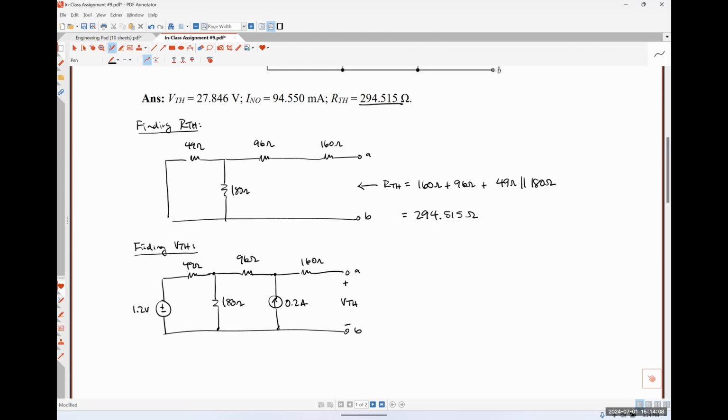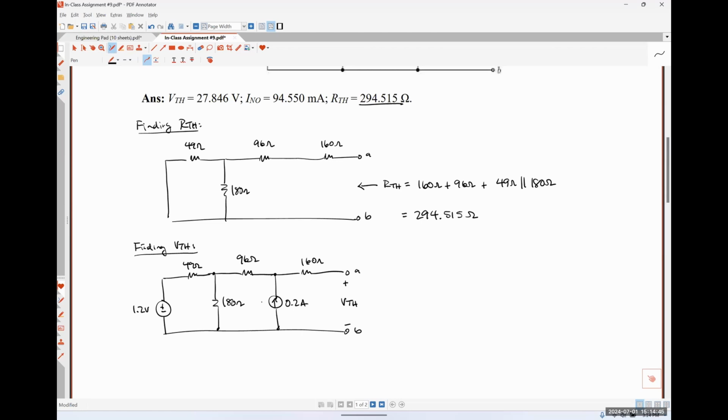So change the 1.2 volts into a current source, then source combination. Do we just do nodal? I personally would just do nodal analysis here. The source combination would allow us to combine the 49 ohm resistance and the 180 ohm resistance, and then we will wind up doing another source transformation to combine that equivalent resistance with the 96 ohm resistance, and then a source transformation back to combine those current sources.